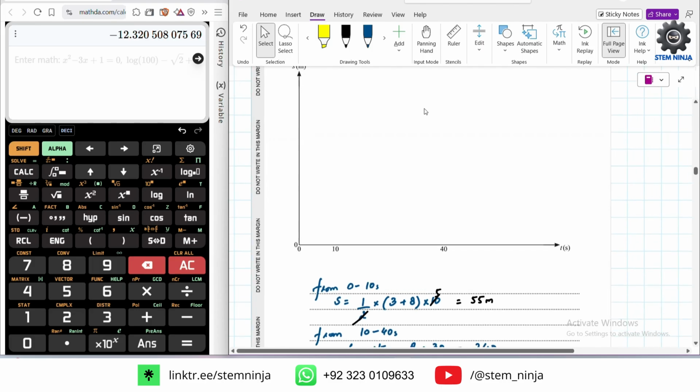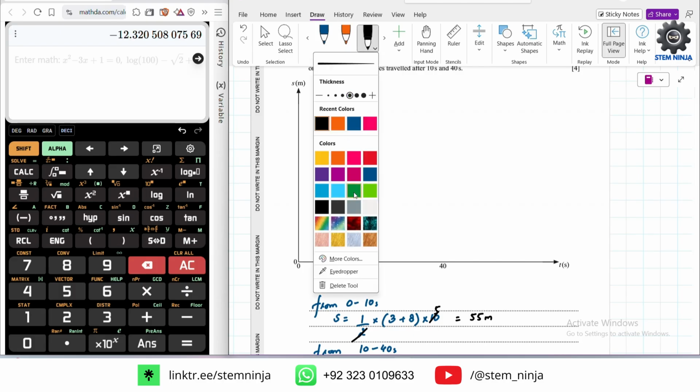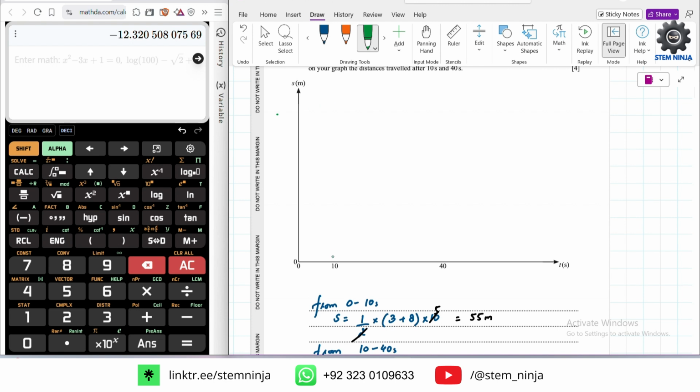So first off, let's zoom out a bit and make straight lines just to indicate 10, 40, and then there is 60 also. And on the other axis, 10, 20, 30, 40, 50, and 60.